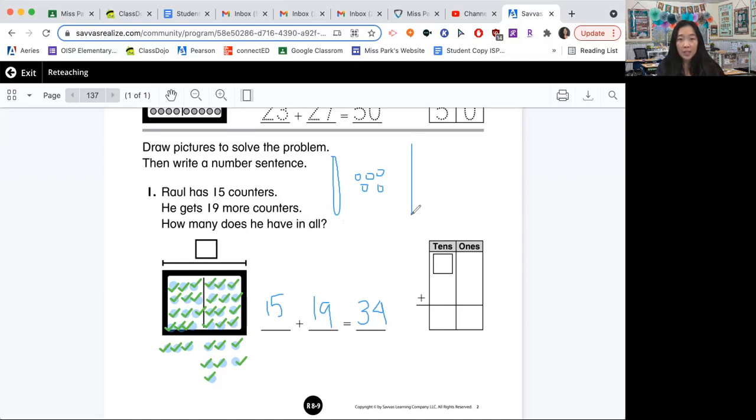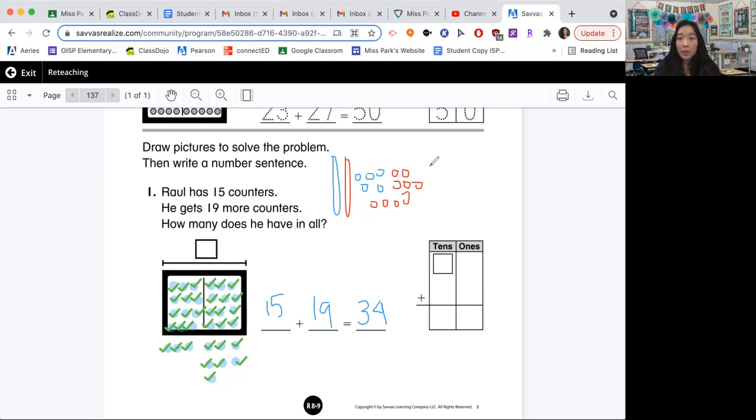And then you could do 19. Actually, let's do it over here. I'm going to add my 10 here, then 19. 1, 2, 3, 4, 5, 6, 7, 8, 9. Okay, so I did 9 counters.